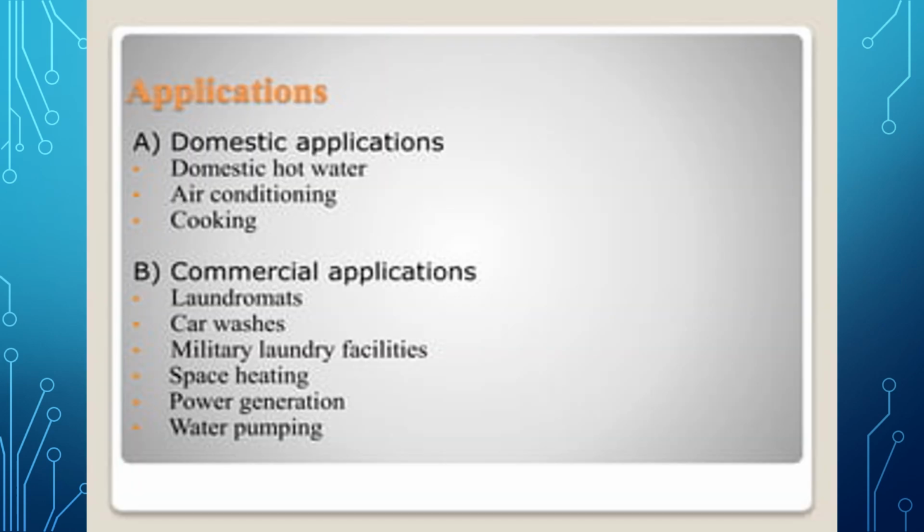Domestic applications. The main domestic applications are domestic hot water, air conditioning, and cooking. Domestic hot water from natural resources is one application. The air conditioner is also an application. It comes under domestic applications. Cooking is also under applications of this flat plate collector. These three are the main domestic applications of this.